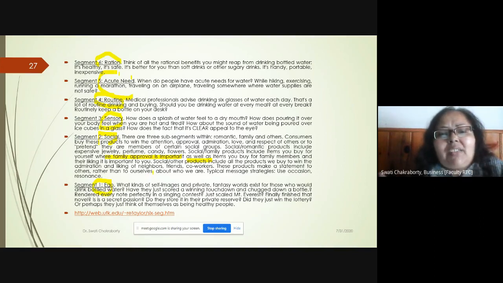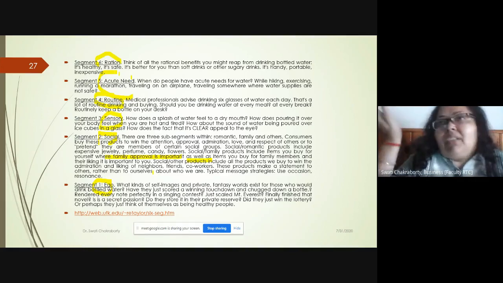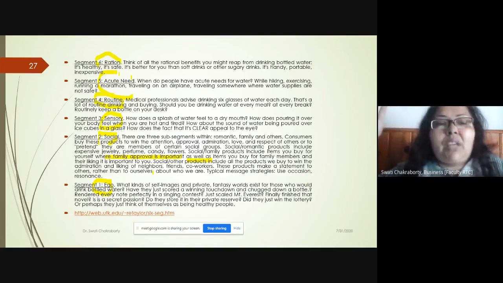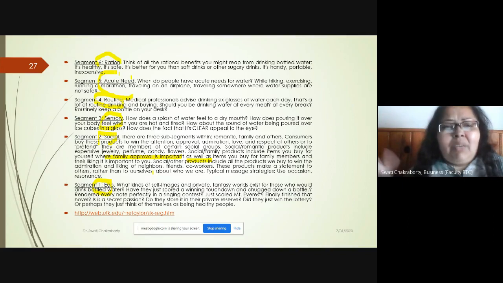What kinds of self images, private fantasy world exists for those who would drink bottled water? You're thinking, oh, if I drink, what happens? I may be going up in the position, in the society, my position goes up. So it may not be that, but I feel so. That's my ego. Those who just don't drink mineral water maybe may not be that good in position, and so.